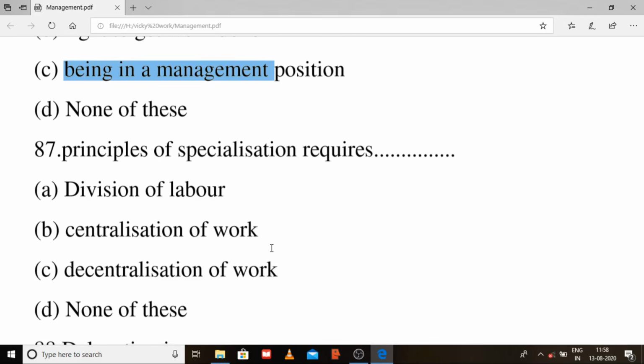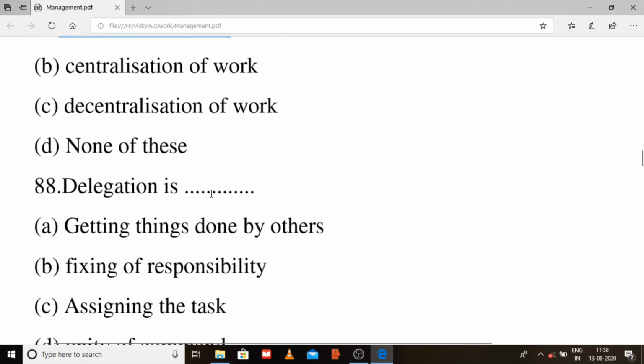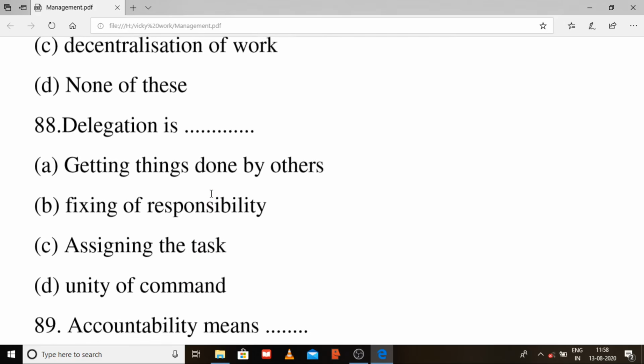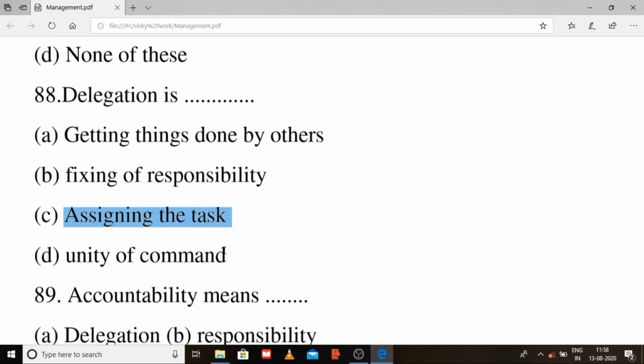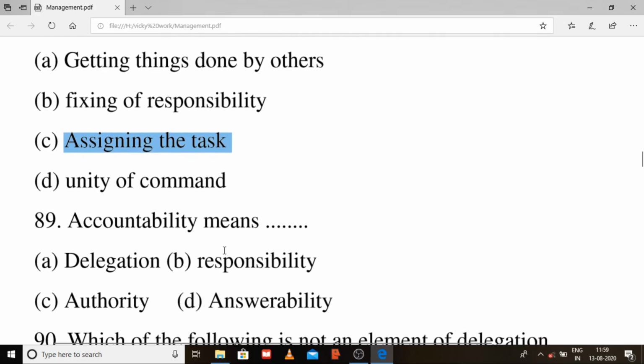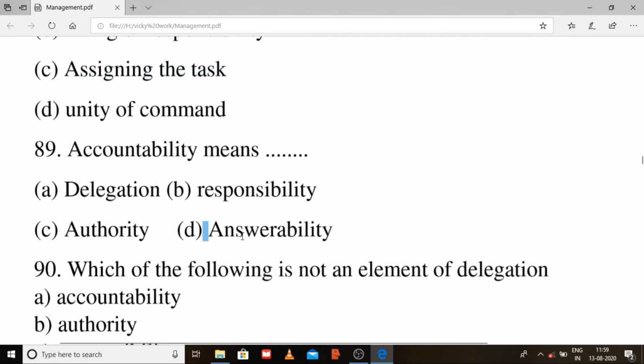87. Principles of specialization requires dash dash dash. Principles of specialization requires division of labor. 87 option A is the right answer. 88. Delegation is dash dash dash. Delegation is assigning the task. 89. Accountability means answerability. Option D is the answer.